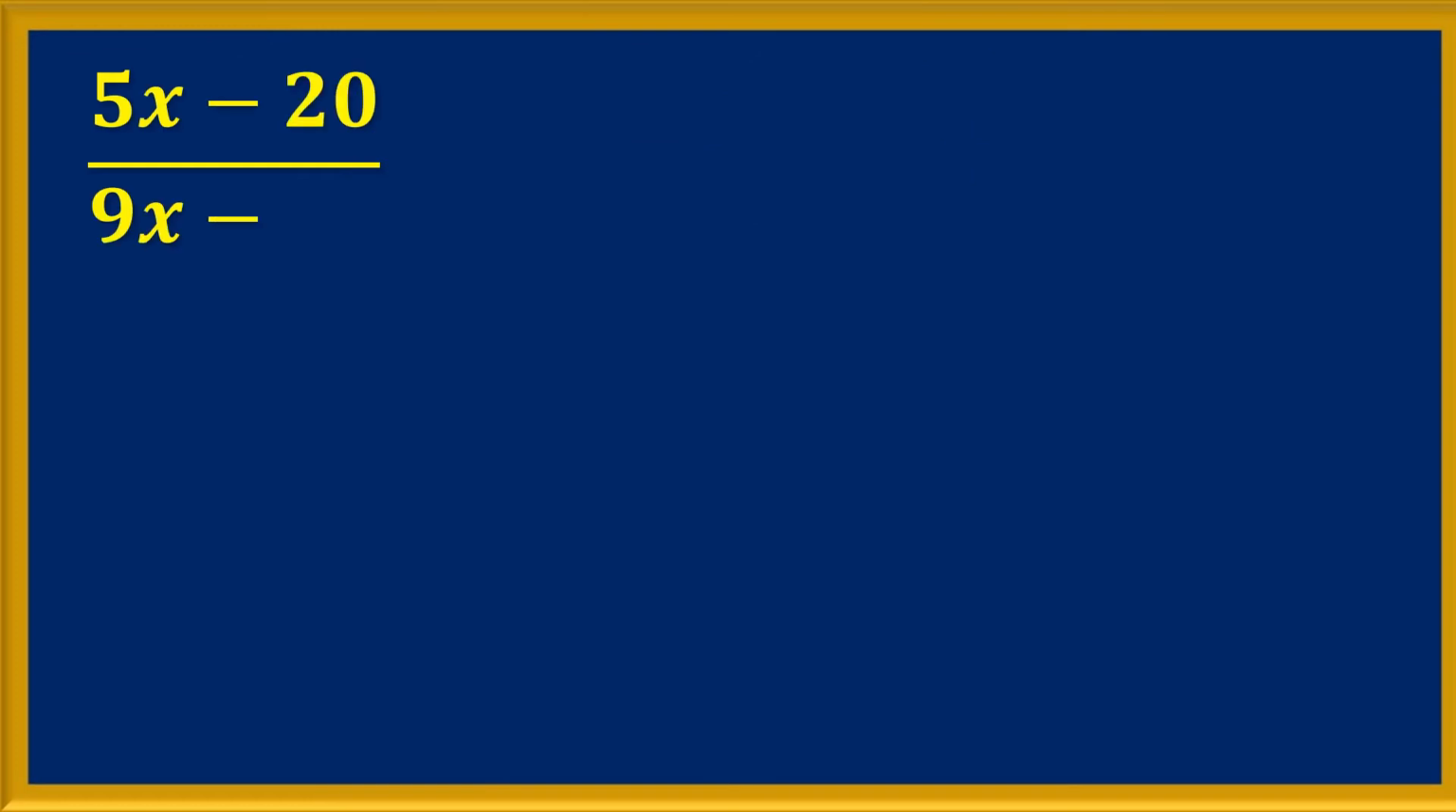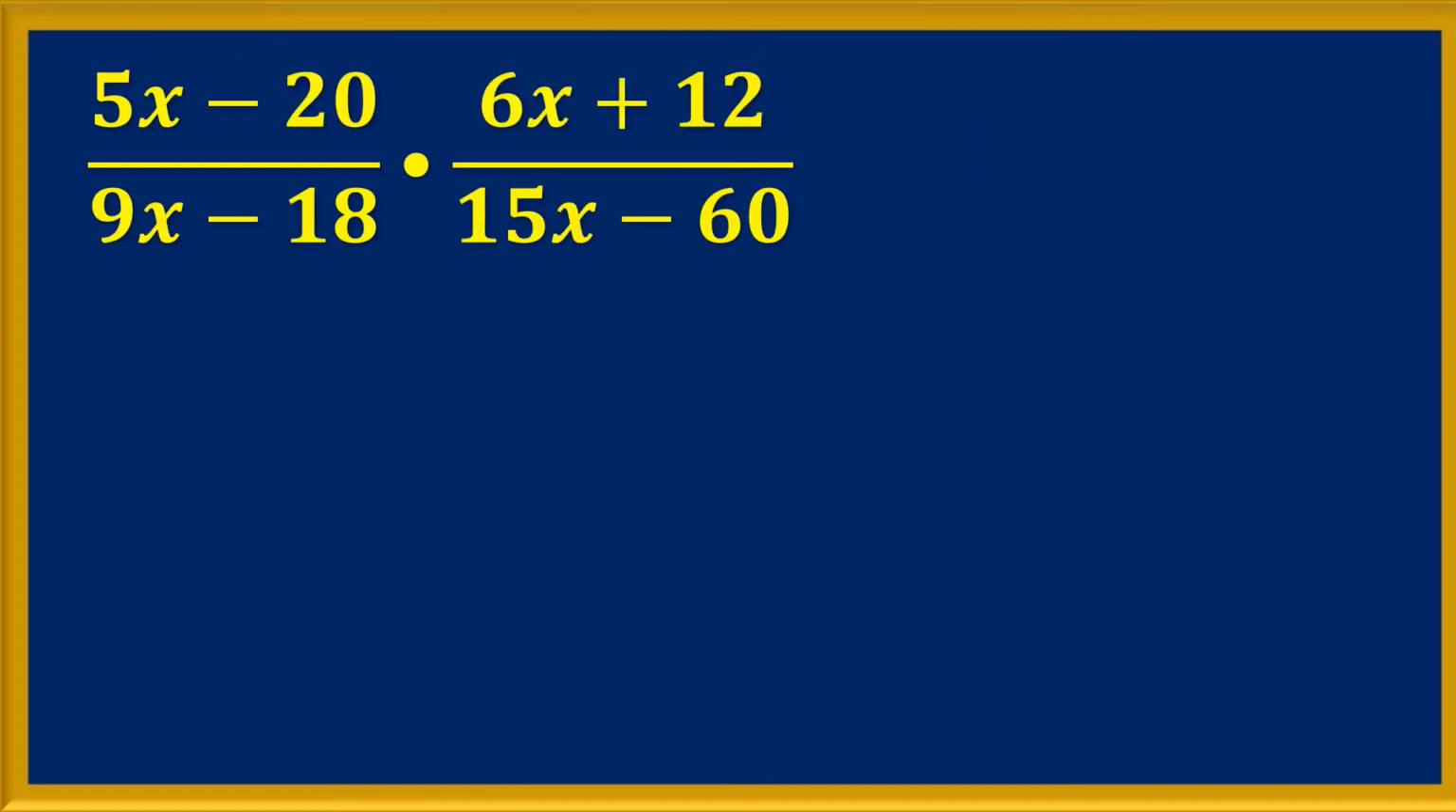Okay, another example: (5x minus 20) over (9x minus 18) times (6x plus 12) over (15x minus 60). Okay, so ipapactor natin yung ating mga given polynomials sa rational expression natin para makuha natin yung kanilang product.